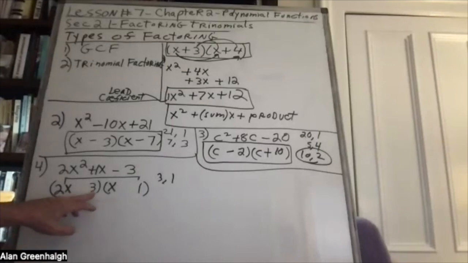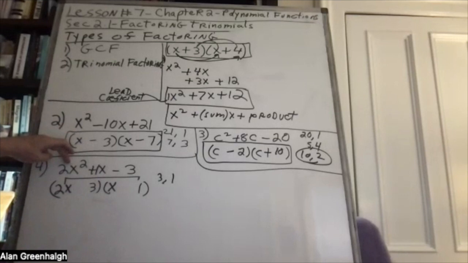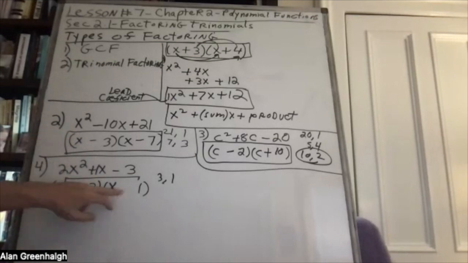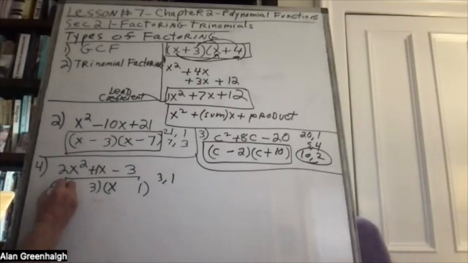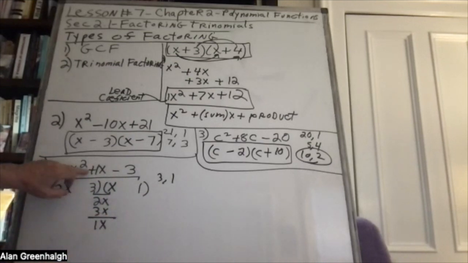And now you can see that 2x times x is 2x squared. Great. 3 times 1 can be 3. And now watch this. The 2x times the 1 is 2x. The 3 times the x is 3x. Can that give us a 1x? Absolutely. And in fact, we want it to be a positive.